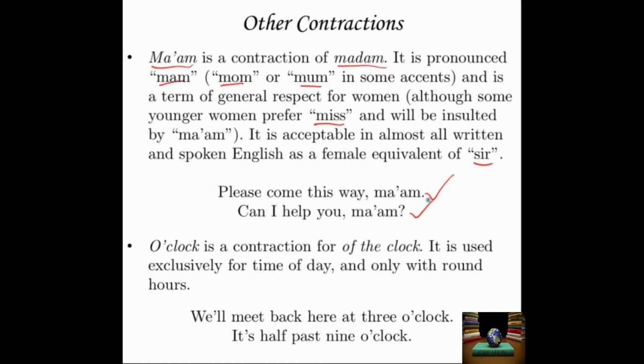All right, now we come to o'clock. O'clock is a contraction for of the clock, which we never actually say out all the way. We never say 3 of the clock or 5 of the clock. It's always 3 o'clock, 5 o'clock. It is used exclusively for time of day and only with round hours. So we'll meet back here at 3 o'clock, or it's 9:30 o'clock. There's no such phrase as 9:30 o'clock. You say it's 9:30 or 15:15, which means a certain amount of time beyond that nice round hour, 9 o'clock.